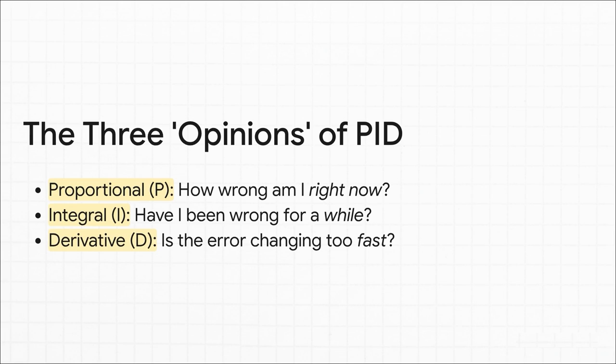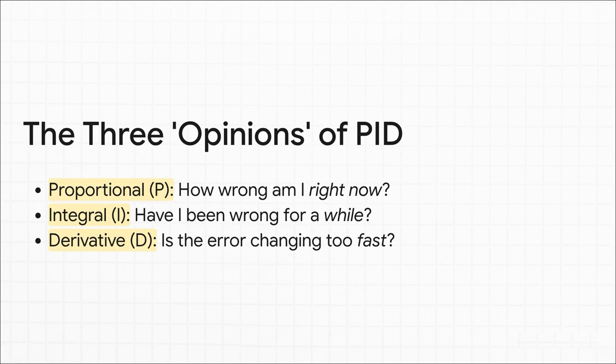Imagine PID control as a committee of 3 experts, all giving their opinion at once. The proportional expert is the impatient one. It sees a big error and shouts, let's go, push hard. The integral expert is the patient one. It notices if you've been off the mark for a while, even by a tiny bit, and makes a slow, steady correction to fix it.